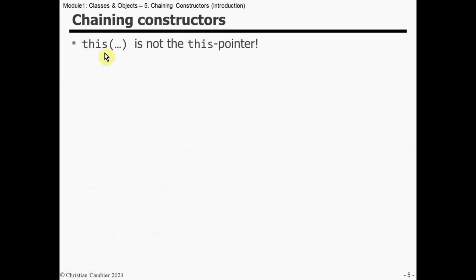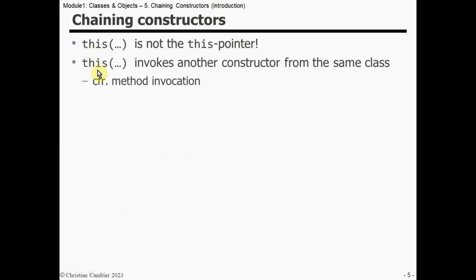The this used in the this invocation is not the this pointer. We have seen this before, in the videos about encapsulation and validation. Have a look at the code that you use in the setters. There the this represents the this pointer, a reference to the current object, which I explained very explicitly in the under the hood videos. But the this here is not the this pointer. It is just saying, okay, I want to invoke another constructor from the same class. It's similar to a method invocation, whereas in this case we don't invoke a method but another constructor.